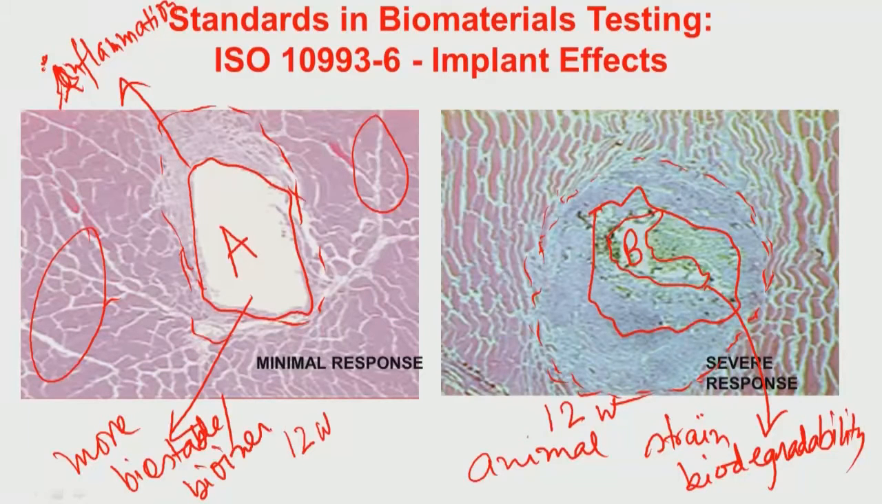So, on the basis of tissue response, you can essentially distinguish between two types of response. In one case you see a bioactive, biostable or bioinert response, and in the other a biodegradable response. In one case the left hand side material shows minimal response, whereas the right hand side material shows severe response in the same animal strain.